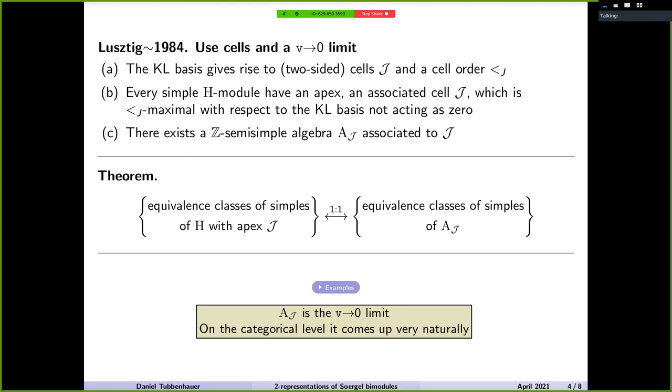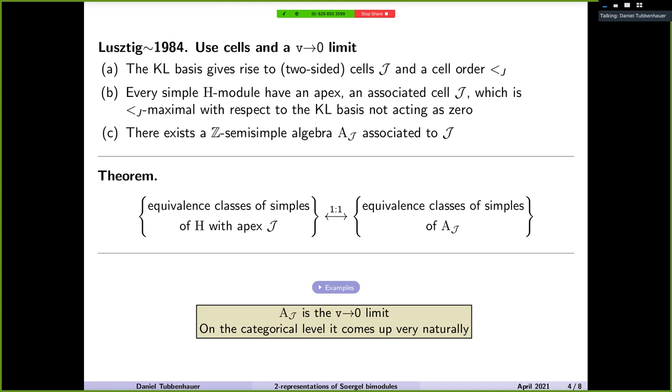And this is maximal in this funny order with respect to the Kazhdan-Lusztig basis not killing it. Okay? So the Kazhdan-Lusztig basis is ordered by the cell order, and you have a simple module. The Kazhdan-Lusztig basis will act on the simple module, and you can ask very naively, when is my simple module annihilated by Kazhdan-Lusztig basis elements? And it turns out that this is constant on a cell.